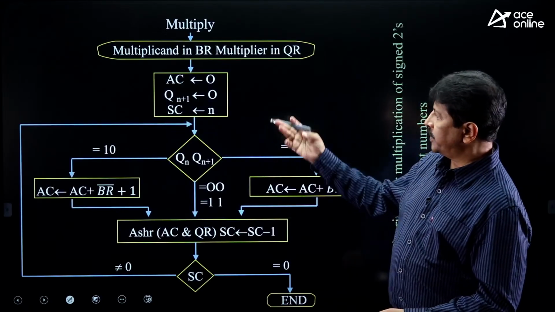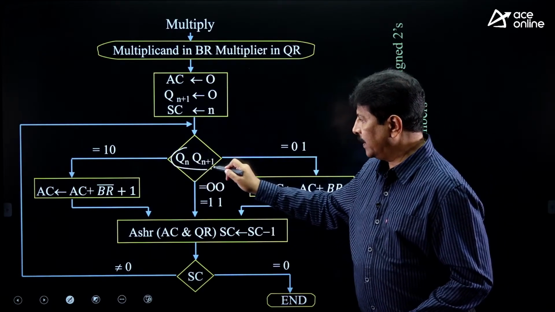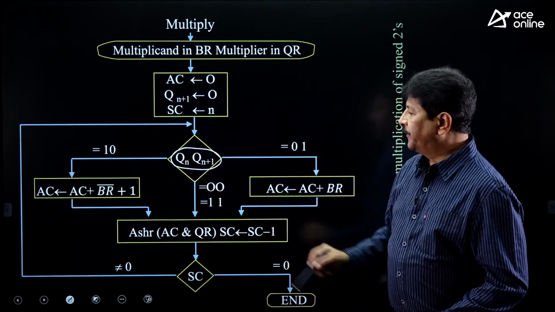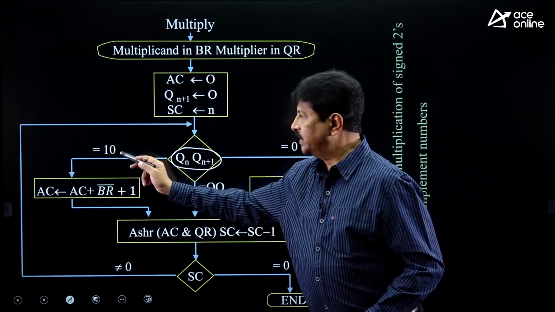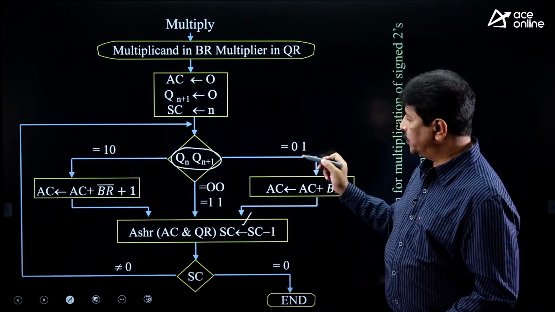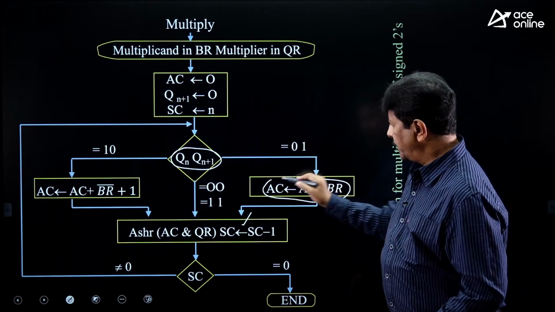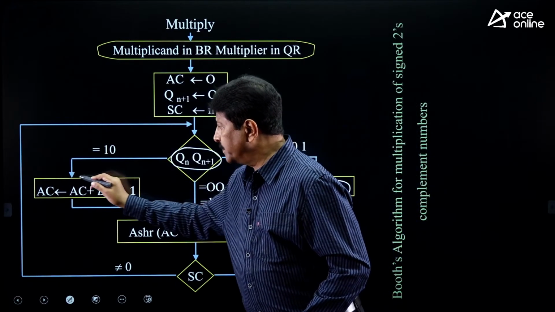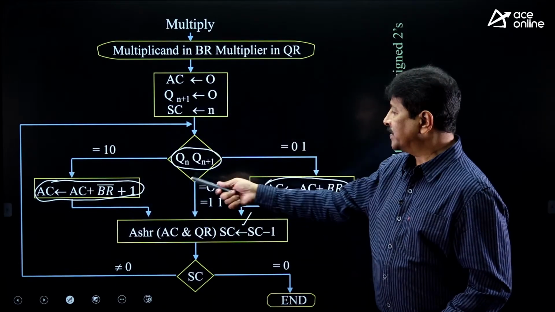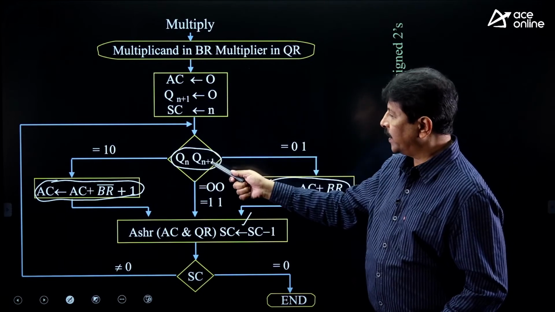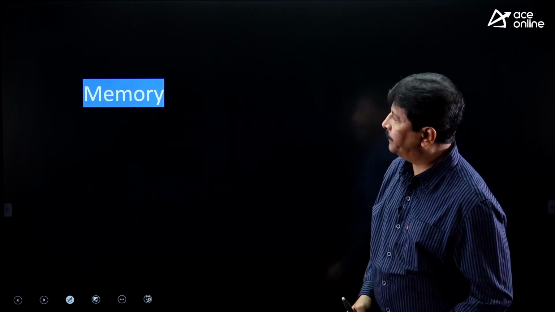Of course, that flowchart I have given here shows what is to be done based on the values of qn and qn plus 1. If it is 0, 0 or 1, 1, it will have only one step. But if it is 1, 0 or 0, 1, you have to perform 2 steps. If it is 0, 1, we have to perform addition. If it is 1, 0, you have to perform subtraction. So one extra step will be there whenever qn qn plus 1 is 1, 0 or 0, 1. So this is Booth's algorithm.